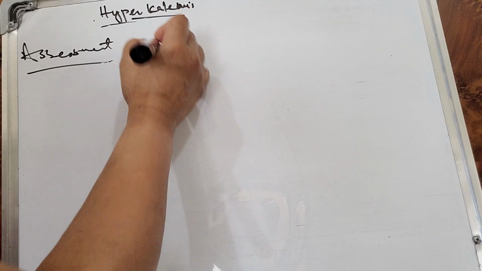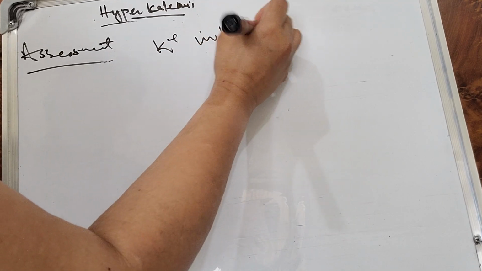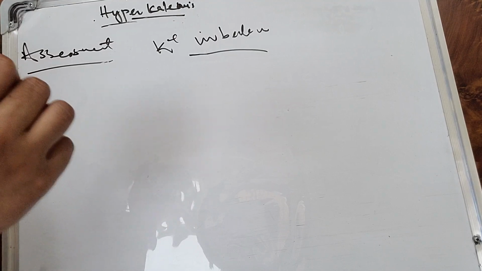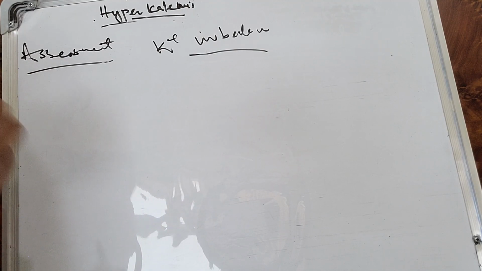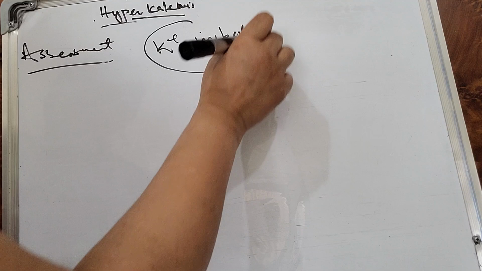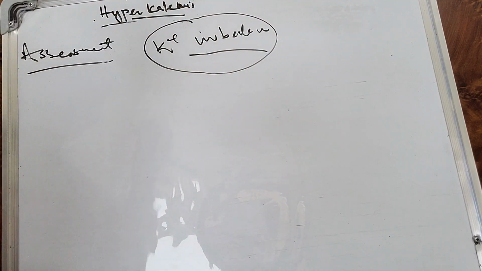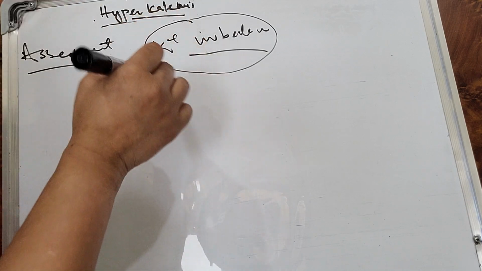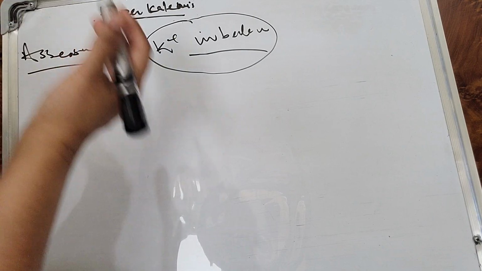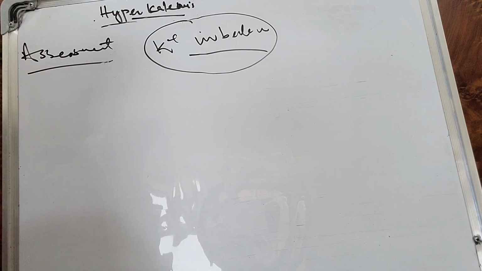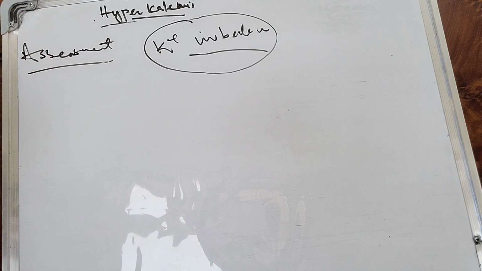One thing is very important: monitor the client closely for signs of a potassium imbalance. Why? A potassium imbalance can cause cardiac dysrhythmias that can be life-threatening, leading to cardiac arrest. Whether it is hypokalemia or hyperkalemia, dysrhythmias can come, so we have to closely monitor the patient to prevent a life-threatening condition, for example cardiac arrest.